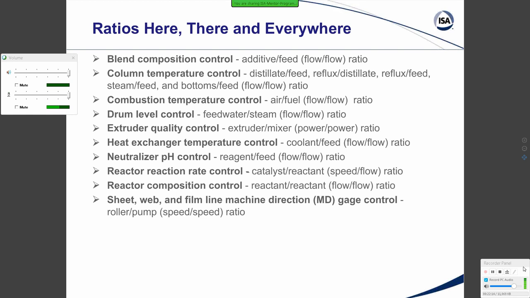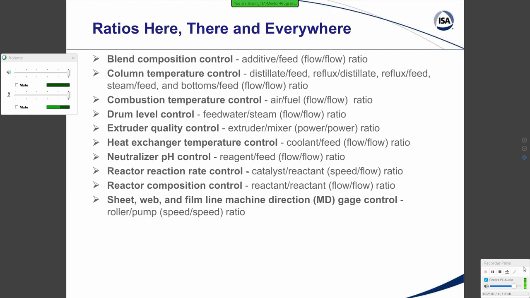So we move on and consider sheet, web, and film line machine direction gauge control, where we measure the thickness of the sheet, usually with a device by MeasureX that traverses the sheet and gives us a sheet thickness, and then we may be adjusting a roller or a pump speed ratio. If we're talking about the thickness changing in the machine direction, and I maybe misled the discussion there initially. If we're talking about the MeasureX device going across a sheet, that's cross-direction gauge control. And in that case, we're manipulating the dies, typically, that squeeze down on the material that's been extruded and goes into the sheet.